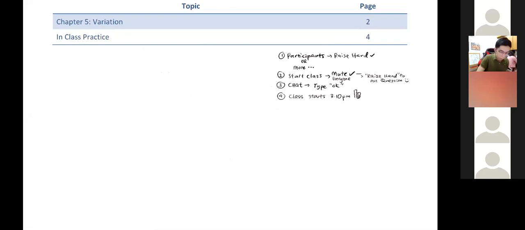The first thing is I want you to write Form 5 variation. Form 5 variation comes out in what? It comes out in Paper 1 only.